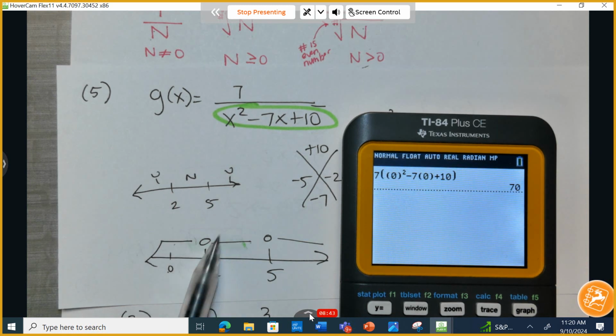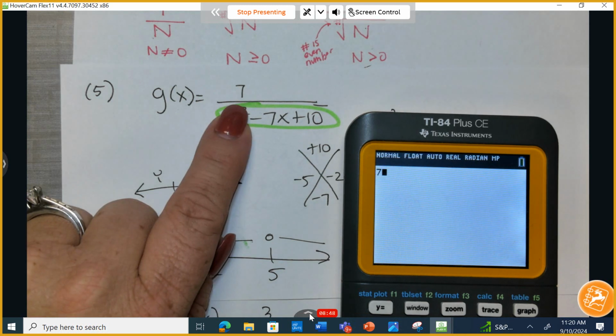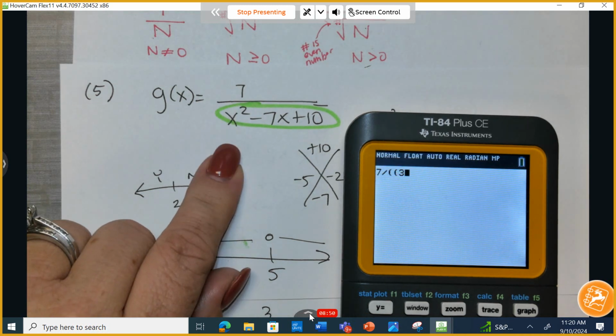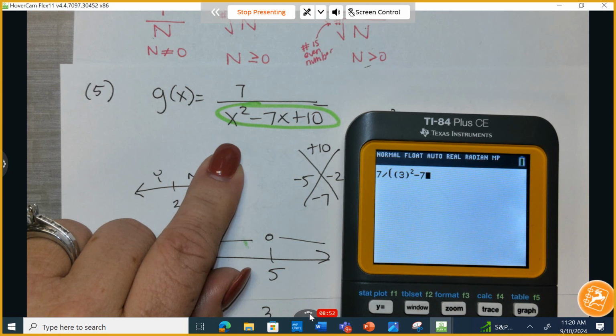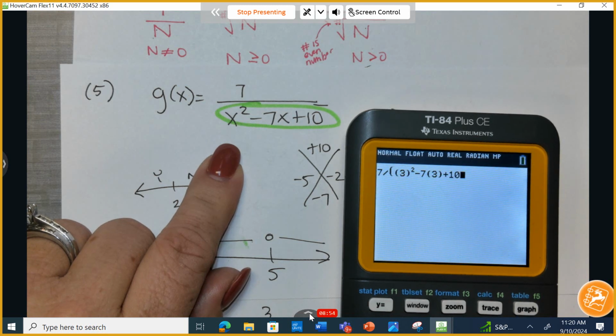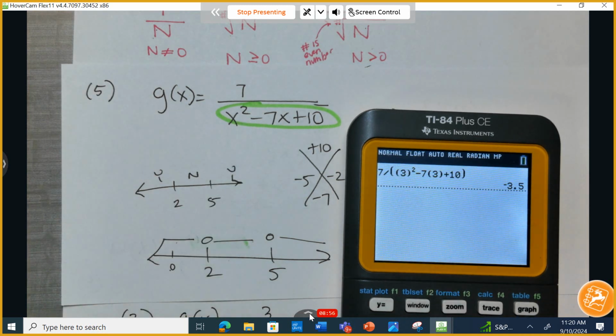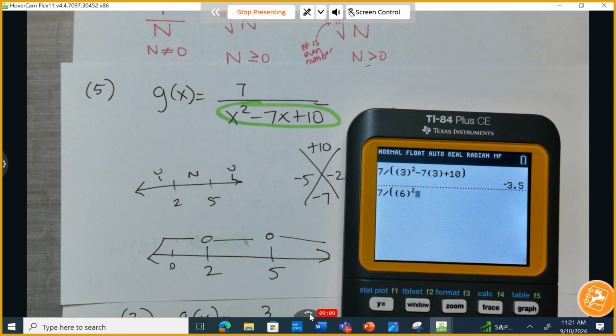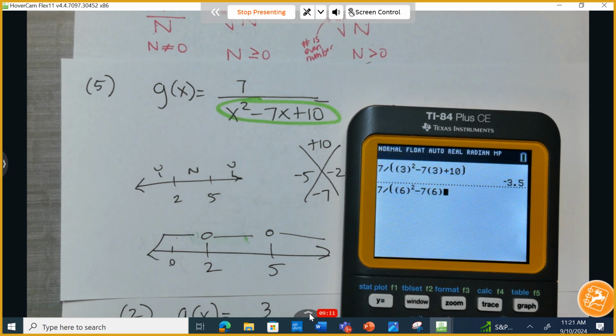Now I could test any number in between here, like 3, and do the exact same thing. So I would take 7 and divide it by 3 squared minus 7 times 3 plus 10. Again, I'm able to get an output value. So it represents that all values in between here work. And I could do the same thing with any value to the right of 5. I'll demonstrate one more time how this works. So let's try 6. I have 6 squared minus 7 times 6 plus 10.